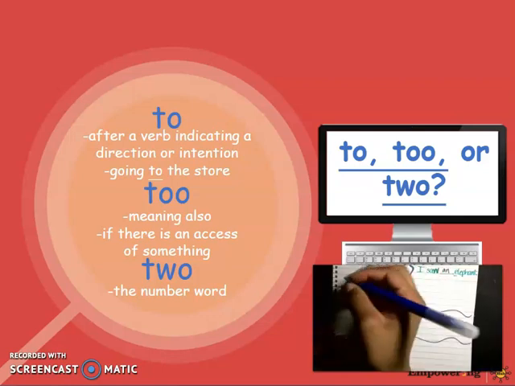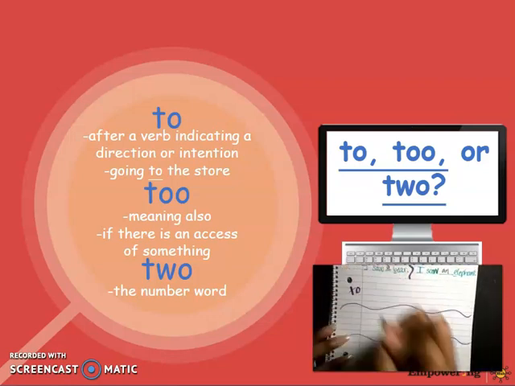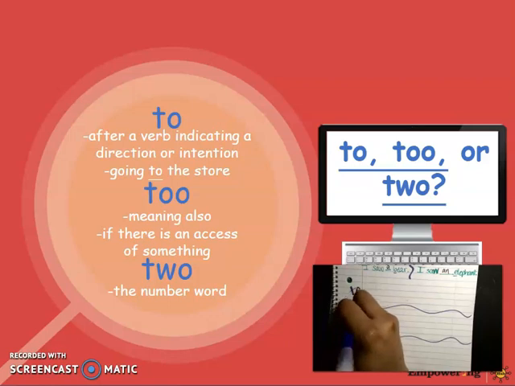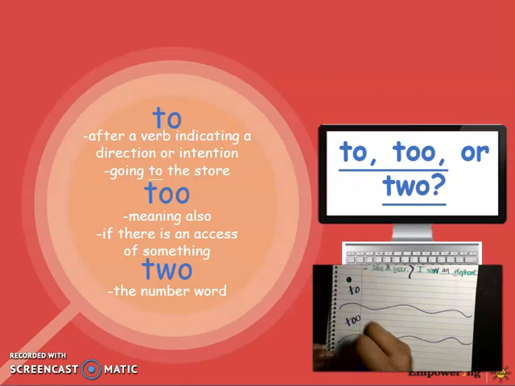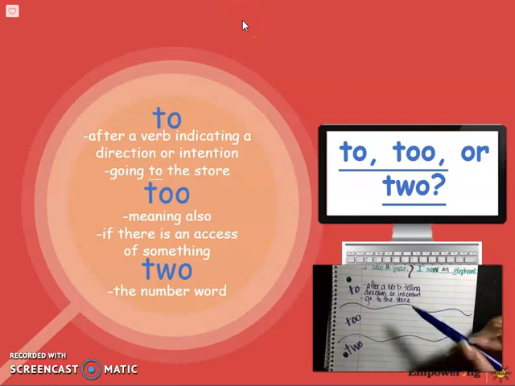So in the first one, I want you to write to, T-O. Then I want too, T-O-O. And the last one, T-W-O. Okay? Then we're going to go ahead and write the definition for each of these to tell us when we use it. For the first one, to, we use it after a verb indicating a direction or intention, like going to the store. Okay, notice how I did not write all the way across because we want to save room for our sentence examples here.